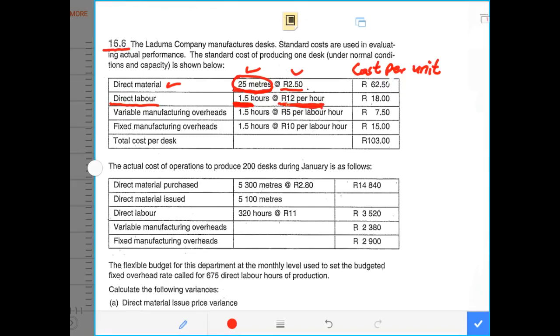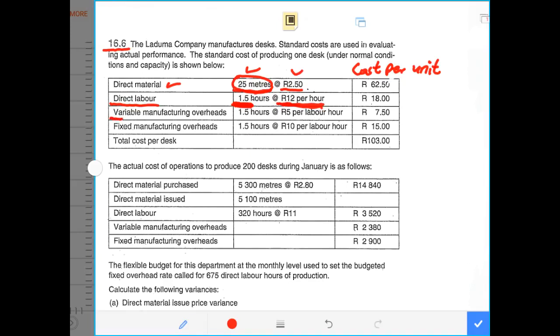So if you multiply 12 rand by the labor hours it takes to complete 1 unit, that will give us 18 rand, which is the cost per unit. But the cost per unit will not be used in the calculation when we do our variances. We take the labor rate, which is 12 rand per hour.